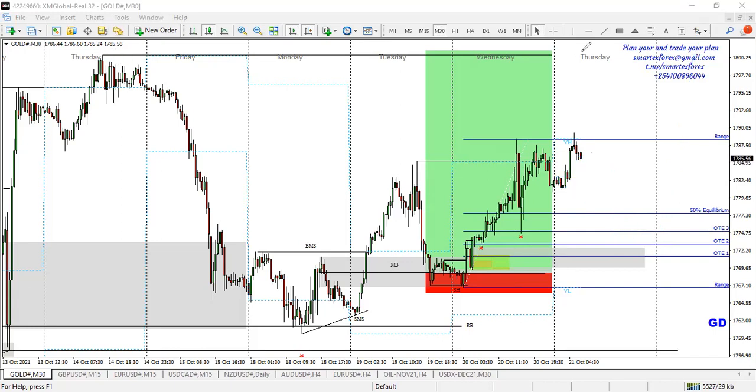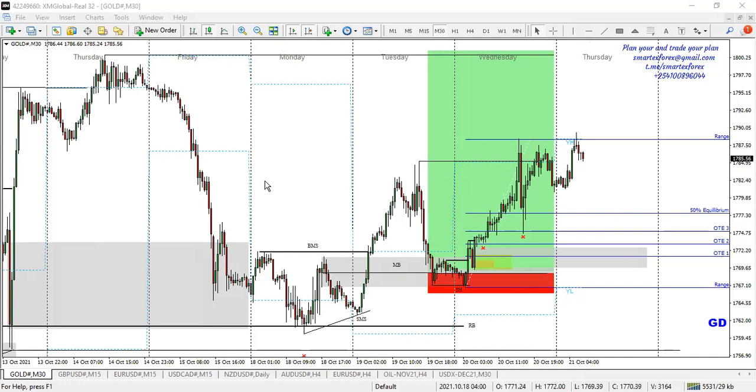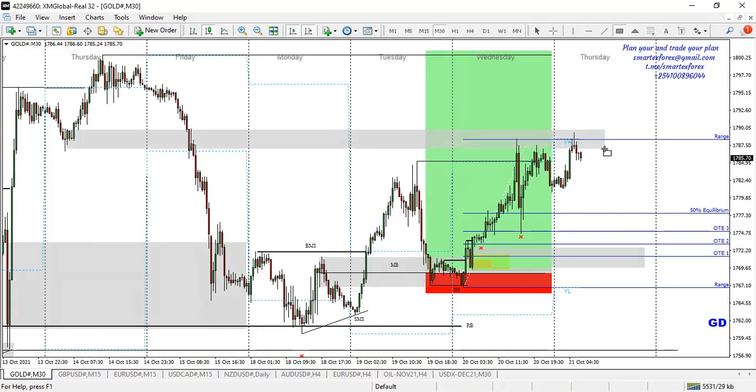As you can see here, remember we're bullish, but there is a bearish breaker here. You see that?